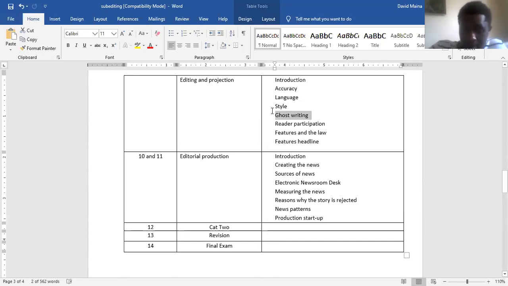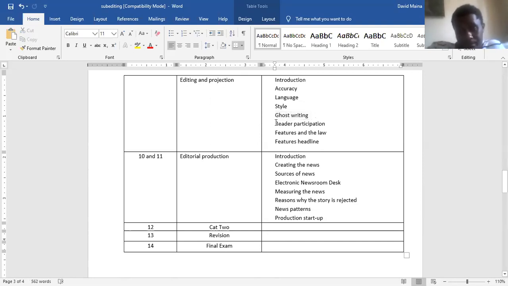So somebody writes a story, I publish the story, and then I write there David Maina and maybe XYZ ndio aliandika hiyo story. That is what we call ghostwriting. So mtu anaona, hey, David Maina si anaandika vizuri siku hizi, his stories zake ziko sawa. Kumbe kuna mtu huwa anakuandikia hiyo story. That is ghostwriting.